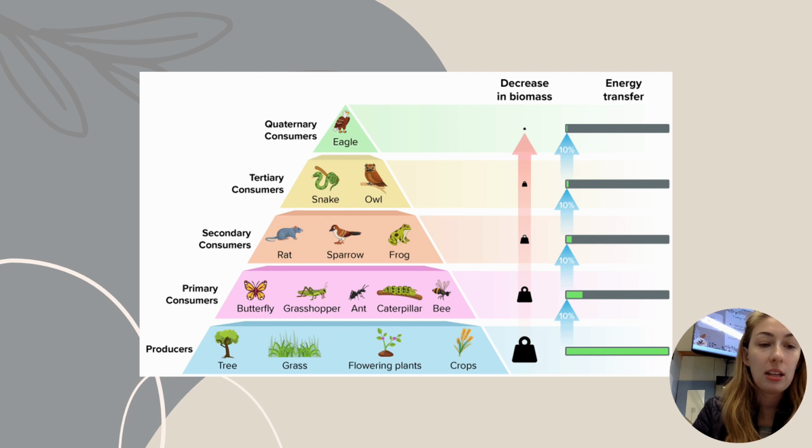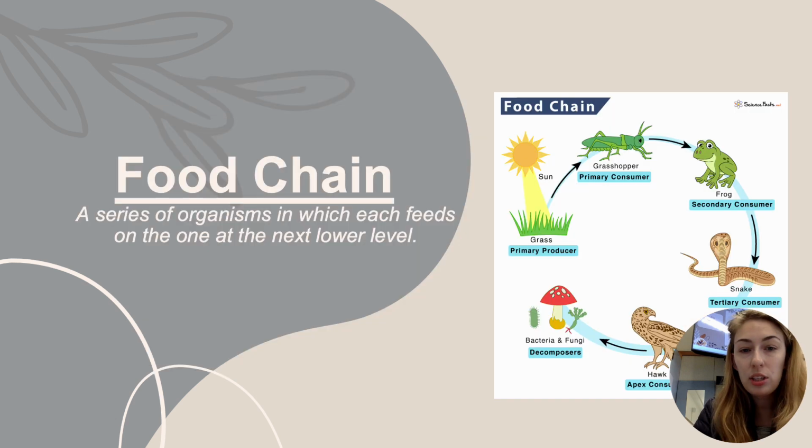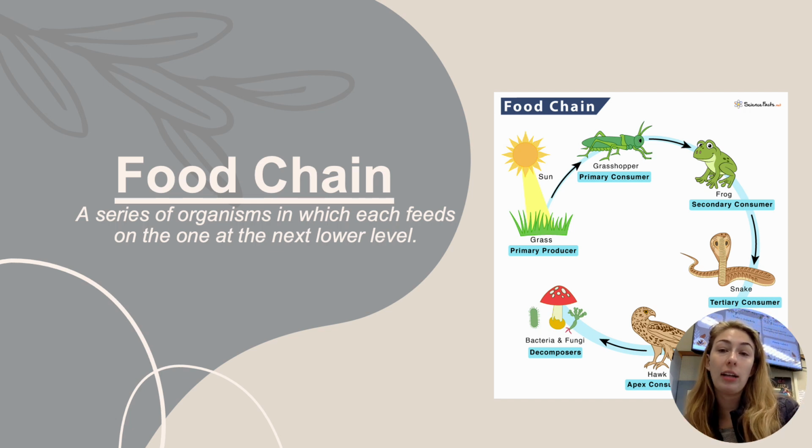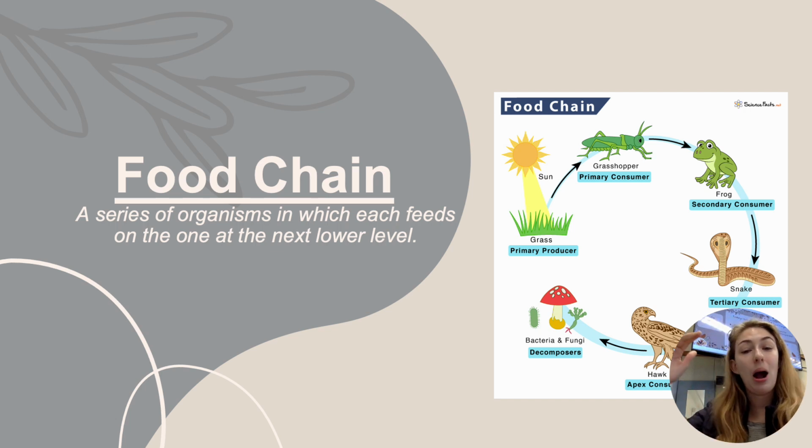Now, if you look at it in another form rather than one of these pyramids, you can look at it as a food chain. A food chain is a series of organisms in which each feeds on the next lower level. Now, the arrow between each organism refers to the flow of energy. So it's the flow of only 10% of energy moving on to the next level. That's why the higher up the predator is, they have to eat more in order to get the energy, because they're only getting 10% of that organism's energy.